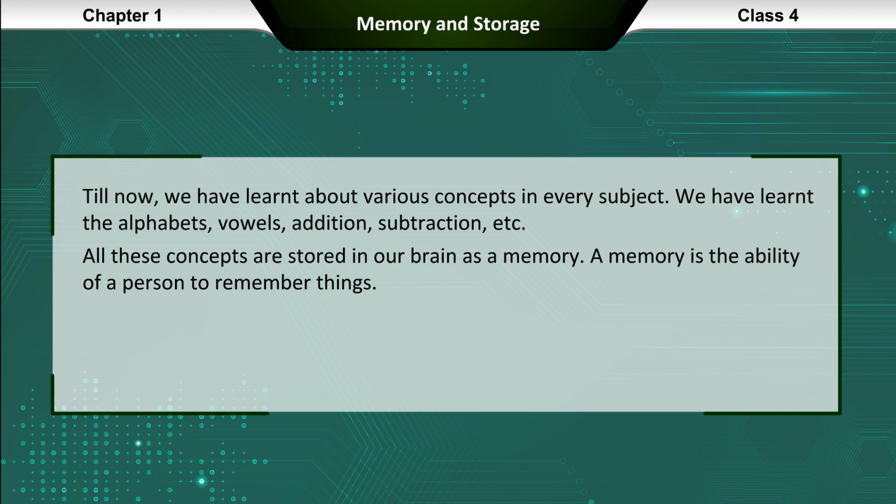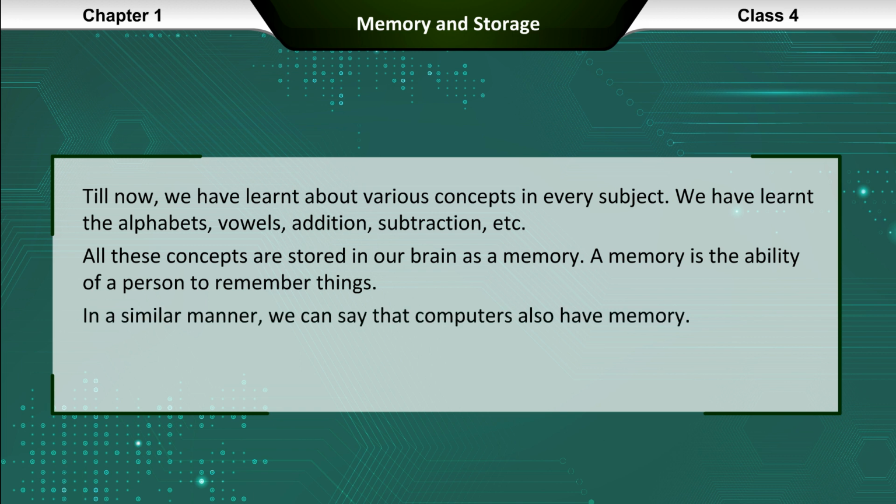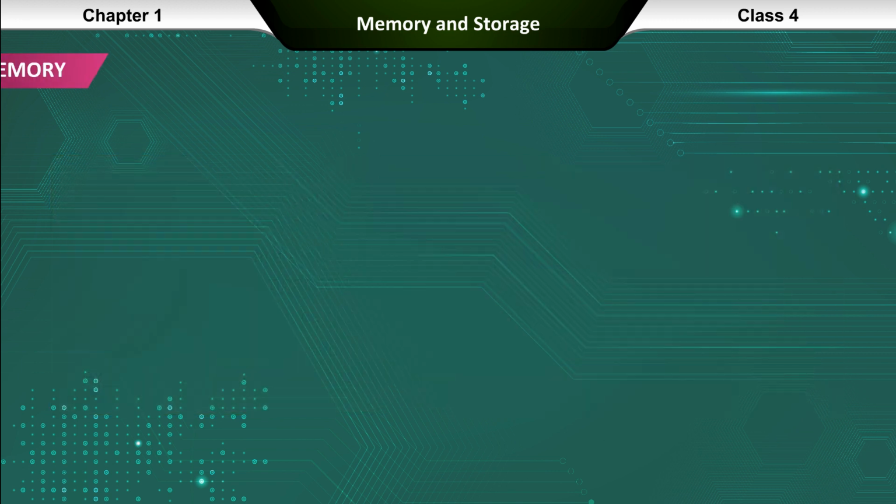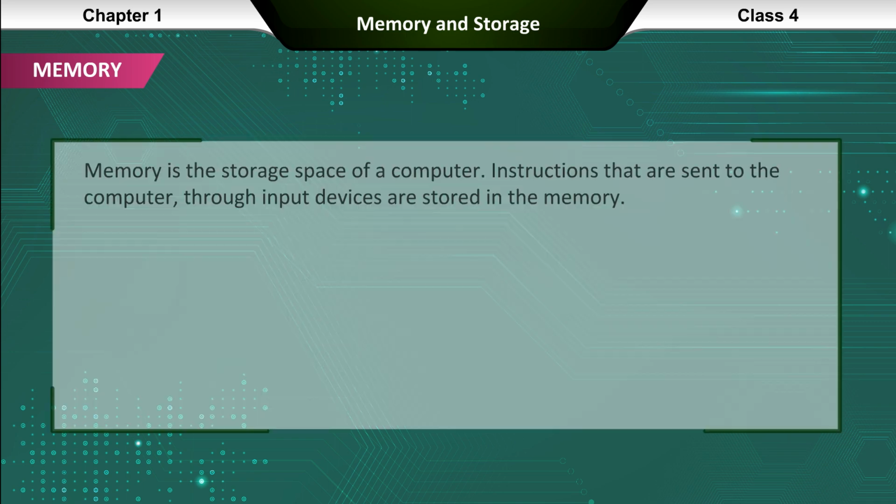A memory is the ability of a person to remember things. In a similar manner, we can say that computers also have memory. A computer memory is used to store data and instructions that help in the execution of various tasks and functions. Memory is the storage space of a computer.